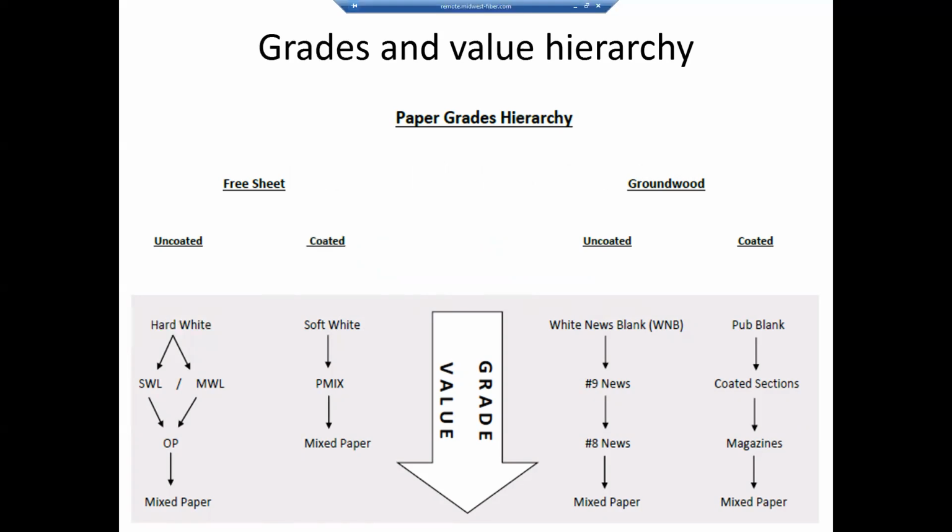Paper is split into two categories, free sheet and groundwood. From there, it is further categorized between uncoated and coated. In general, as you go down the hierarchy, the values go down. The same could generally be said for the value from left to right on this chart.